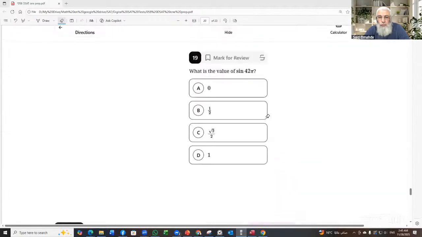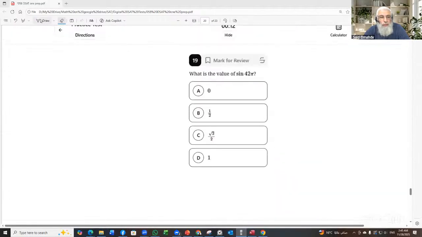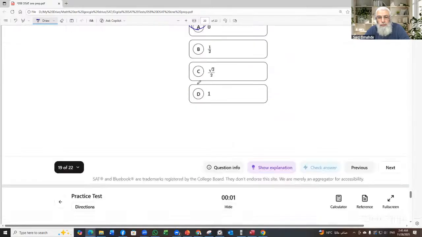So what is the value? This is repeated, so it is 0. Just solve with this.